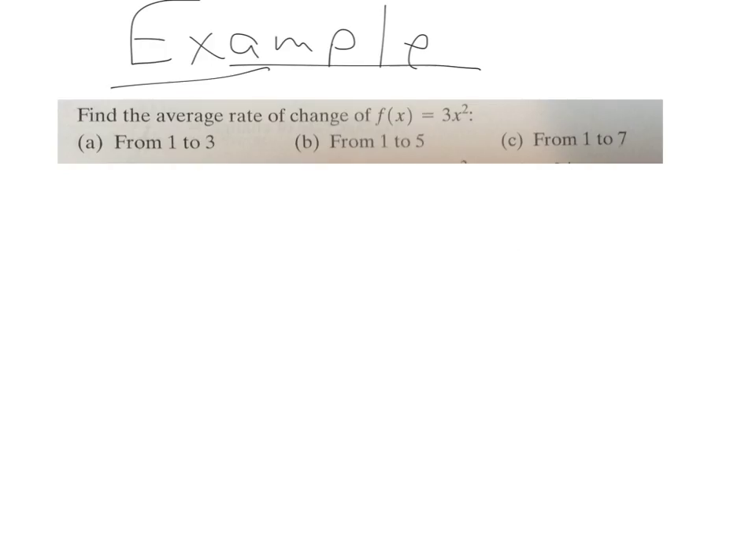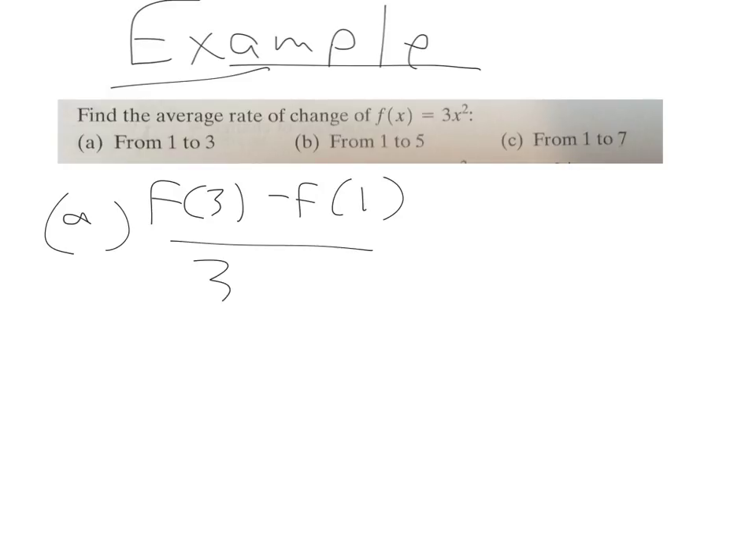So here's the three-part example. Find the average rate of change of 3x squared, first from 1 to 3, then from 1 to 5, and then from 1 to 7. So for part A, it'd be f of 3 minus f of 1 all over 3 minus 1. So f of 3 would be 3 times 3 squared, which would be 27. F of 1 would be 3, and then 3 minus 1 is 2. So that simplifies to 12.